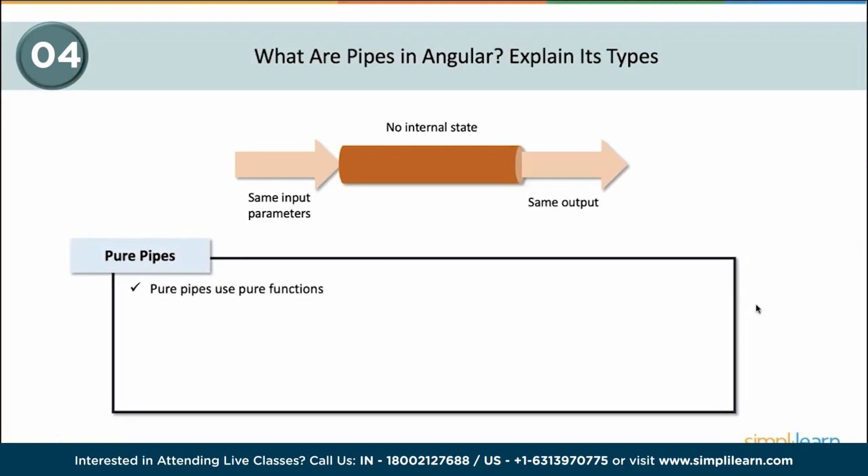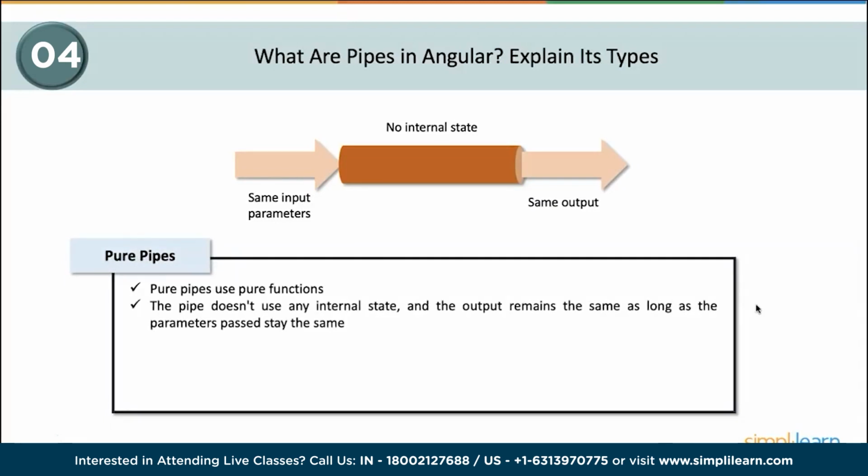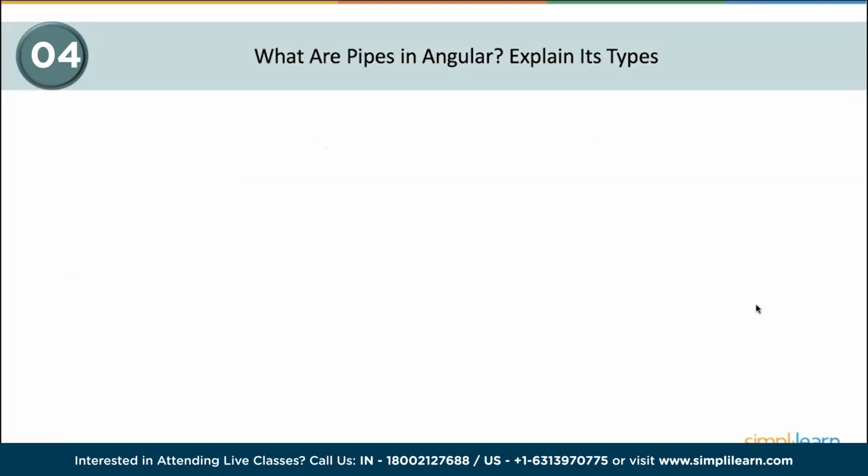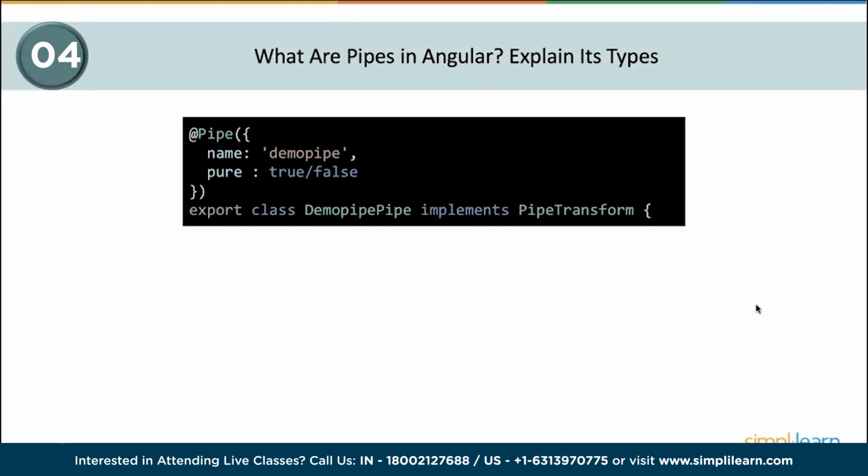Now you can see the pure pipes use pure functions. Clear? These pipes don't use any internal state, and the output remains the same as long as the parameters passed stay the same. Angular calls the pipe only when it detects changes in the parameters being passed. A single instance of the pure pipe is used throughout all components. This is how you see the pipes being used.